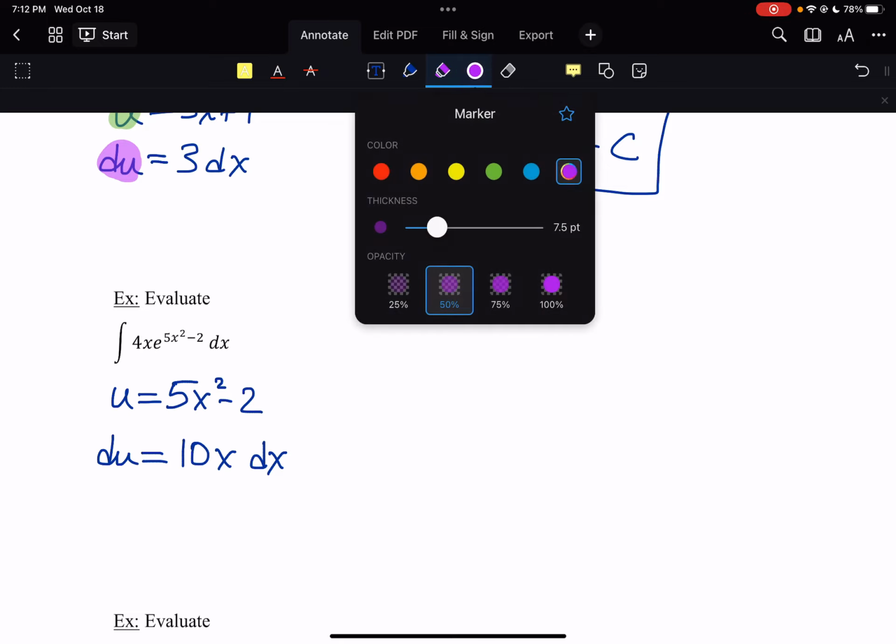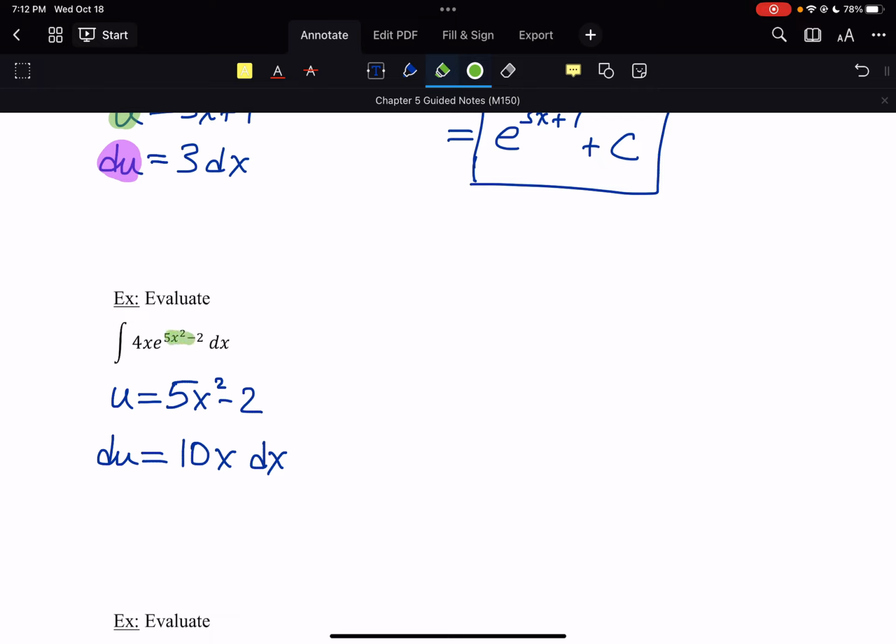So what do we have here? The 5x squared minus 2 gets replaced with the u, and the x dx is going to get replaced, but it's not a perfect match yet because this 10 is still here. So let's go ahead and divide that away. So we get 1/10 du equals x dx. So this will be our match.